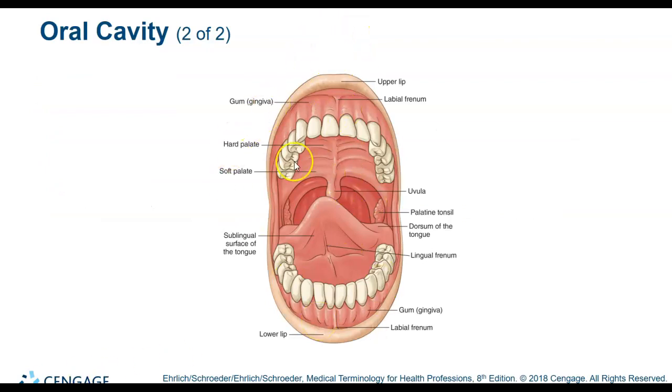To be honest, I'm not going to ask tons of questions on the oral cavity, but just so you know, the gingiva is going to be here, which is the gum. The lip is here. We have the soft palate and the hard palate. The hard palate is towards the teeth. The soft palate is back here in the back of the throat. And that comes into play.